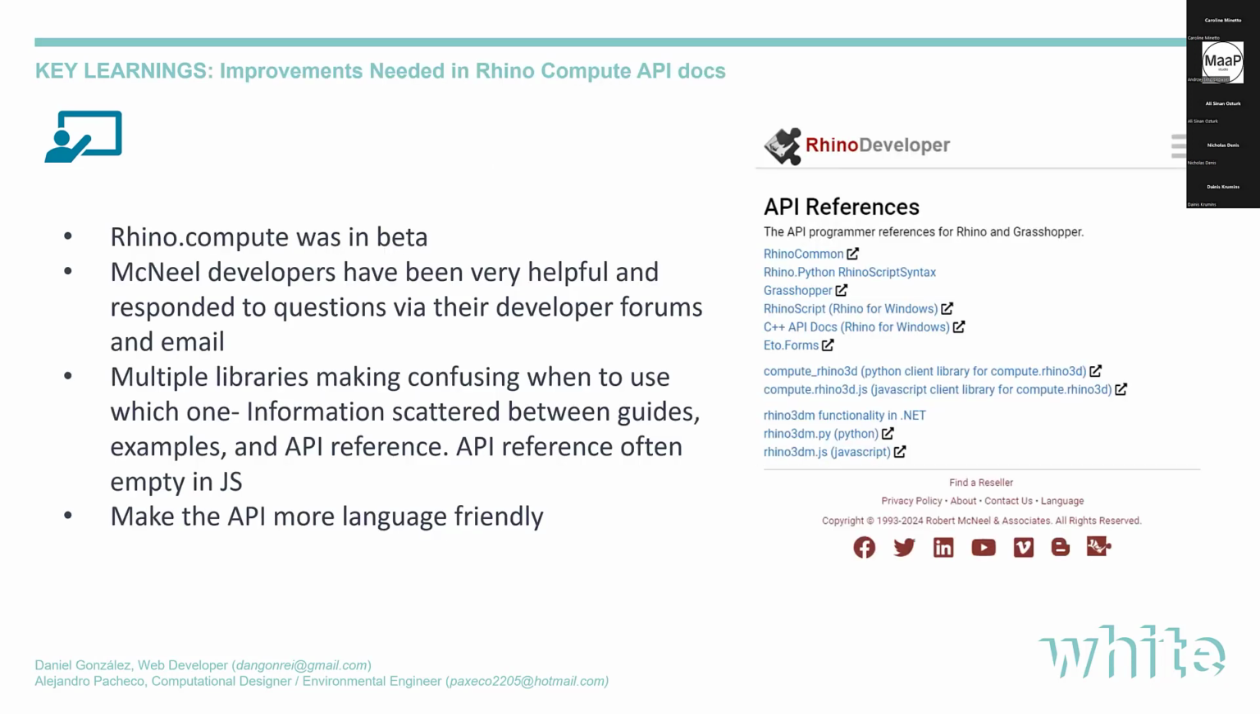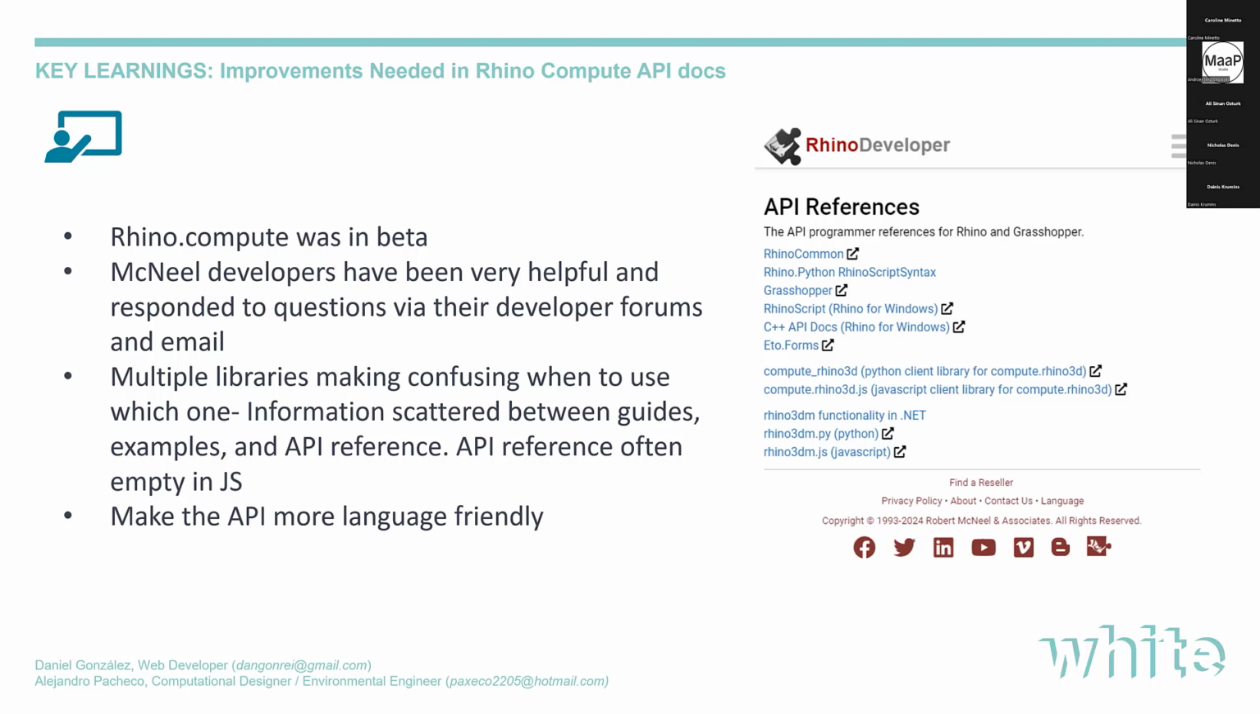If we go into the first one, we know the Rhino.Compute was in beta, and during this process we could reach out, both in the forums, via email, or actually any method, to contact McNeel developers. Especially Luis Fraguada was very helpful. But the fact that we needed to reach out to McNeel developers means that there is something missing in the documentation, which we understand because it was in beta.